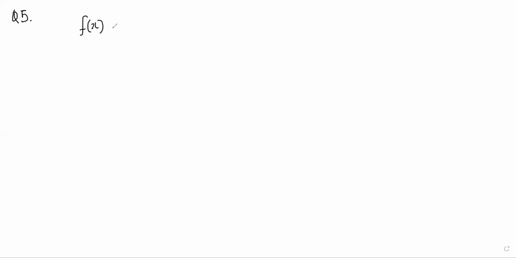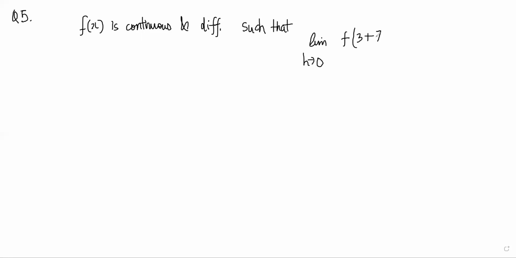Fx is continuous and differentiable such that limit of h tends to 0, f of 3 plus 7h minus f of 3 plus 4h by h is equal to 4. You have to find out the value of f dash 3.